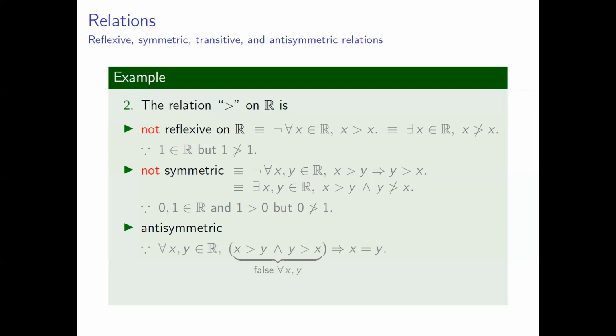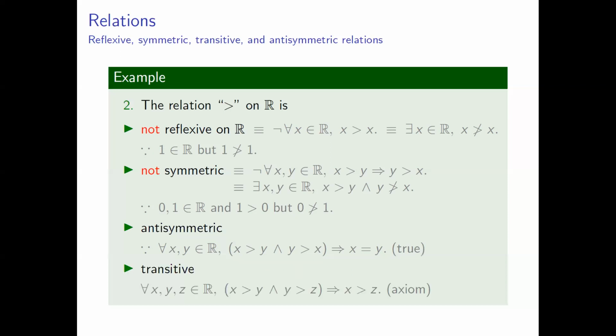The relation greater than is antisymmetric. This is because for any real numbers x and y, the statement x is greater than y and y is greater than x is always false. Hence, the statement if x is greater than y and y is greater than x, then x is equal to y is vacuously true. So the relation greater than is antisymmetric. It is transitive, that is, for any real numbers x, y, and z, x is greater than y and y is greater than z implies that x is greater than z.